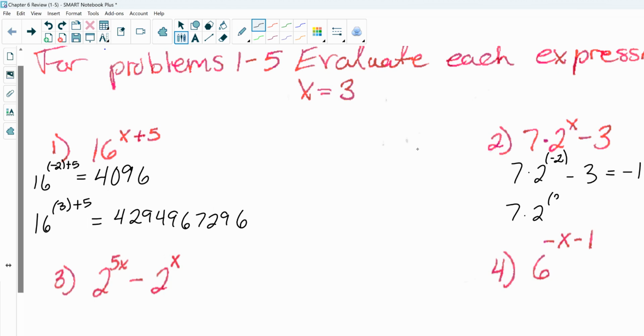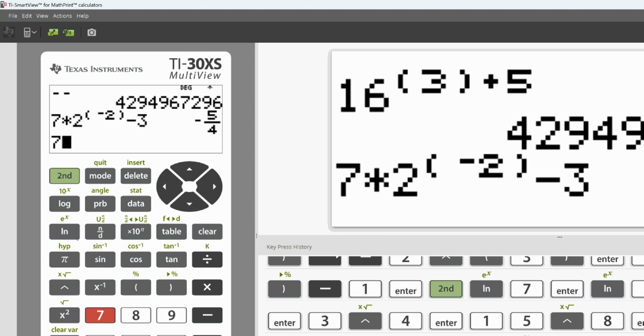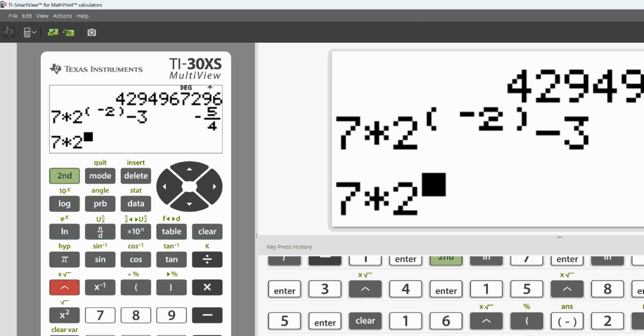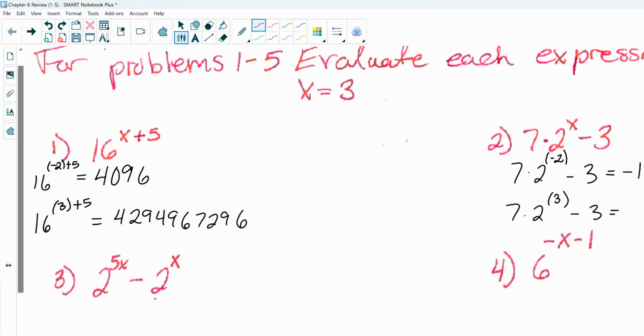Number 7 times 2 to the 3rd minus 3. Calculator, 7 times 2 to the 3rd. Again, we could do parentheses around the 3. Sometimes that's helpful. Sometimes it doesn't make a difference. But here, 53. Those are our 2 answers.